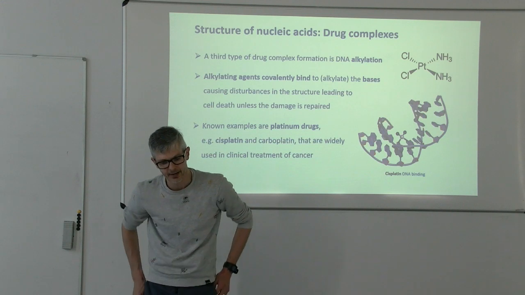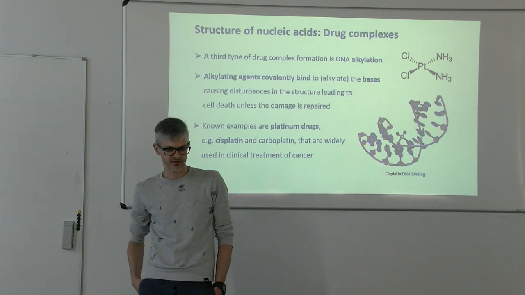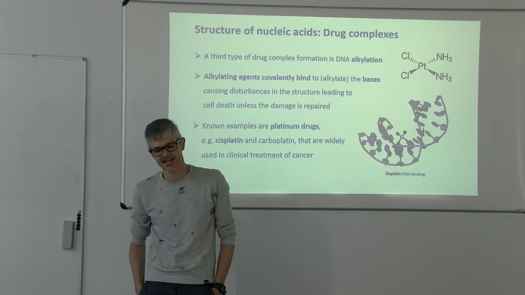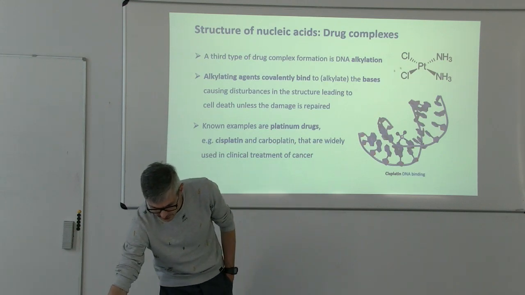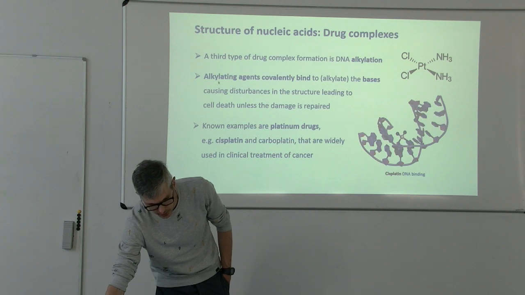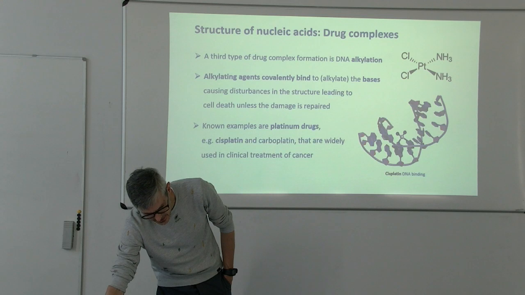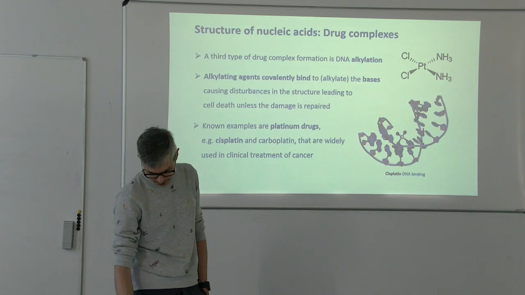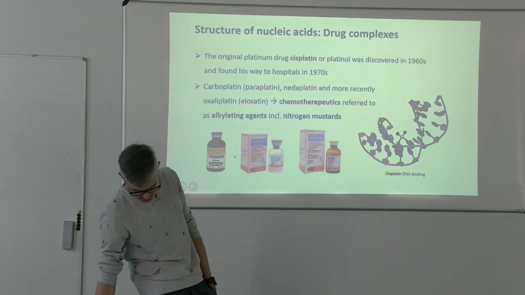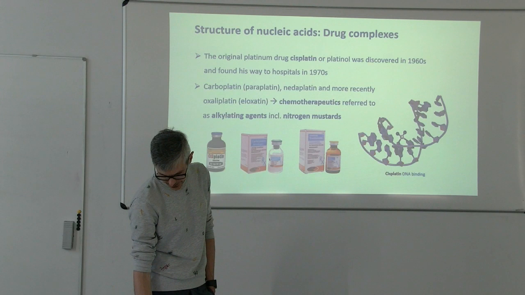And then the third type of drug complex formation you can have, so an interaction with the DNA, is the DNA alkylation. Here you see it represented, here the molecule. These alkylating agents covalently bind to the bases, and they are known, for example, as platinum drugs. So these are also used in the treatment in the clinic for cancer, these platinum drugs. So these are some examples of that.